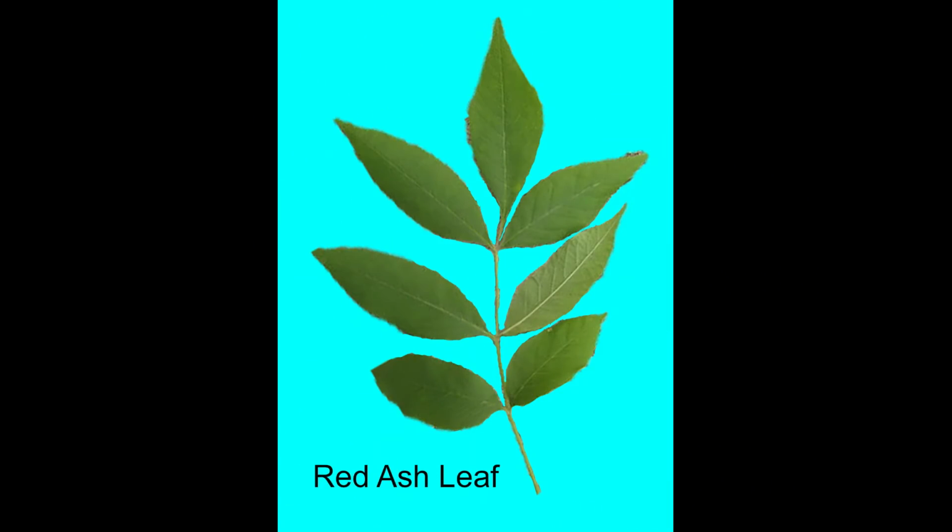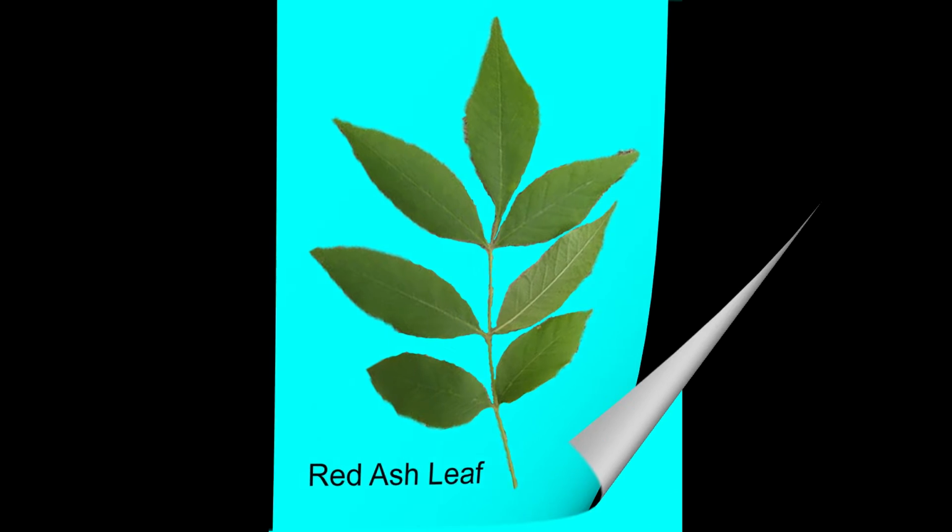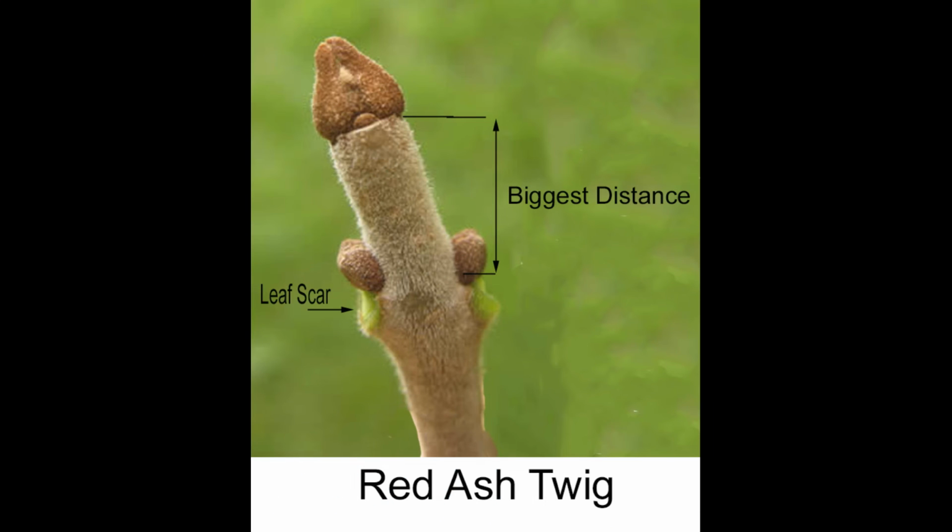The leaves of the red ash and black ash are similar, but if you look closer, the black ash has larger teeth along the edge of the leaflets and has 9 leaflets rather than the 7 that the red ash has. If still in doubt, the red ash twig is a definite giveaway, as the red ash twig is hairy and the distance from the leaf scar to the terminal bud is the biggest of the ash species.